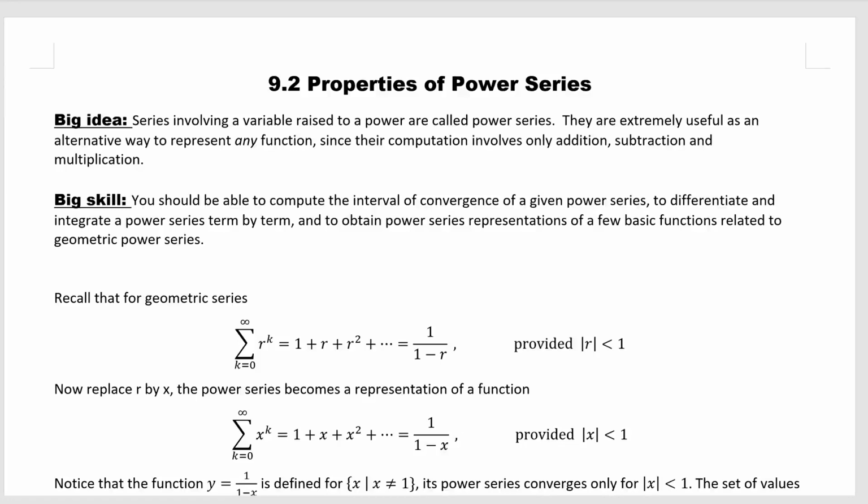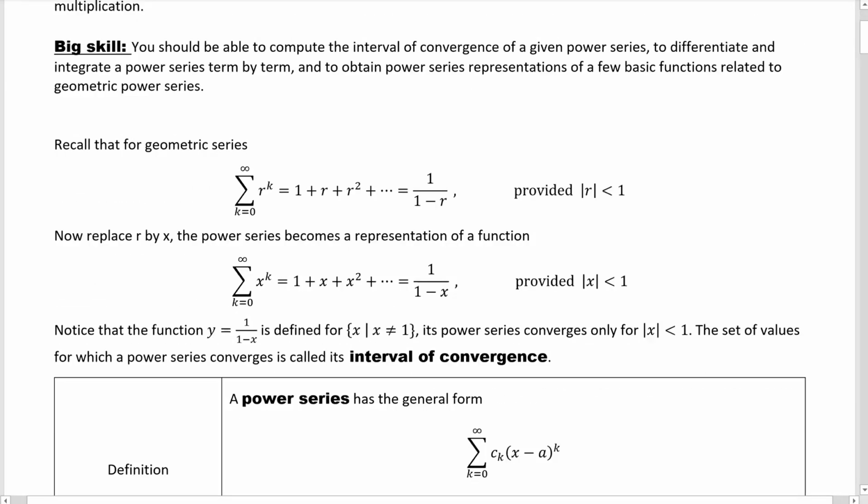Okay, so we recall the geometric series. We have the series sum of r to the k. When we plug in k equals 0, we get r to the 0, which is 1. And when we plug in k is 1, we get r. So this series is like 1 plus r plus r squared plus dot dot dot.